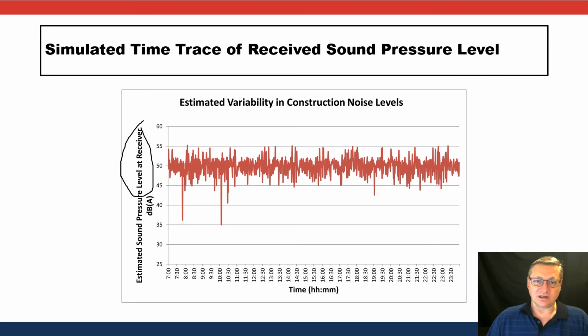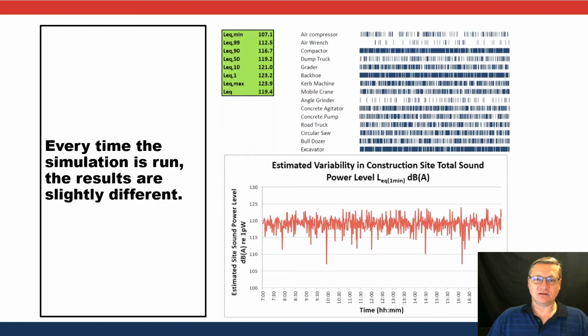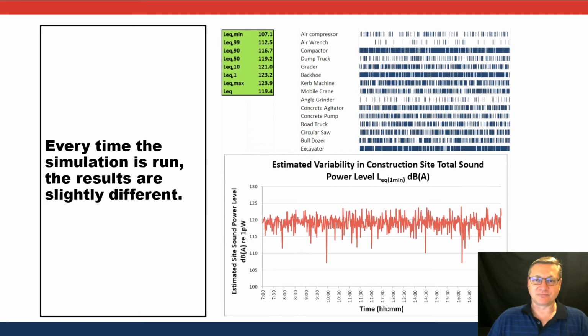And we can estimate statistical parameters such as the Lmax, such as the minimum, the Lmin. We can estimate the overall average and all of the other statistics. So we can now put that through standard statistical calculation algorithms. Now, the thing about the Monte-Carlo method is that every time the simulation is run, you get a different answer.